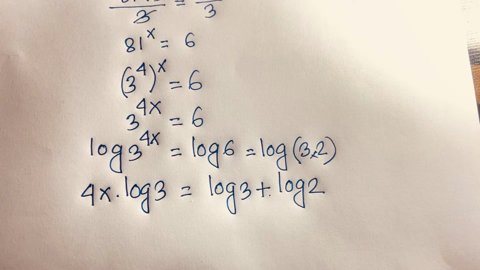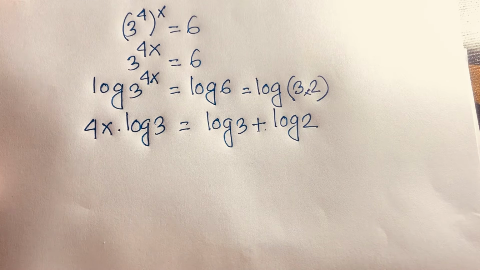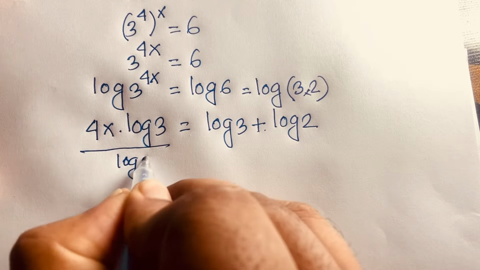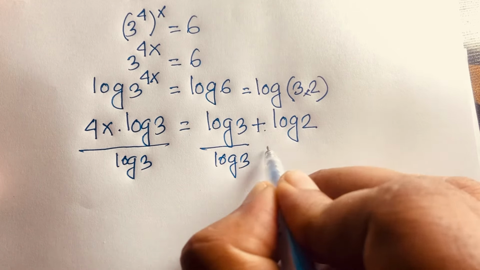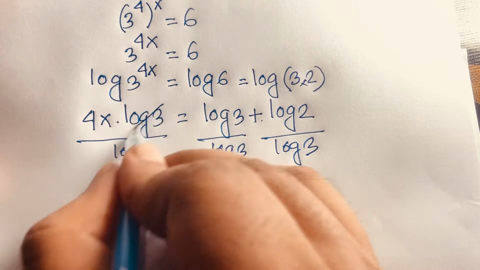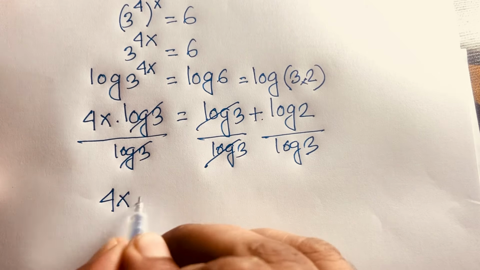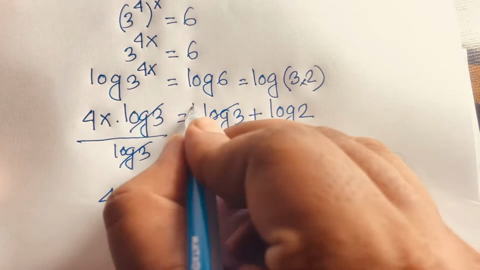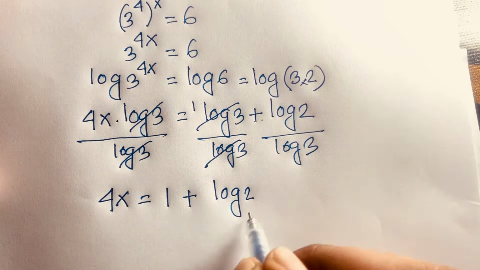Then this equation becomes, if I divide both sides by log 3, yes, so here is log 3, I mean I divide both sides by log 3, and here is log 3. Now I can see easily the log 3 cancels, and in this case we find out 4x is equal to, here is 1 plus this divided by this, it will be 1, and it will be log 2 base 3.